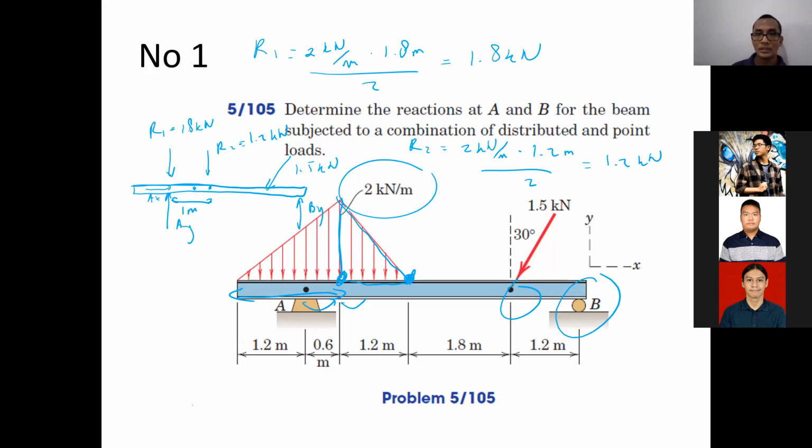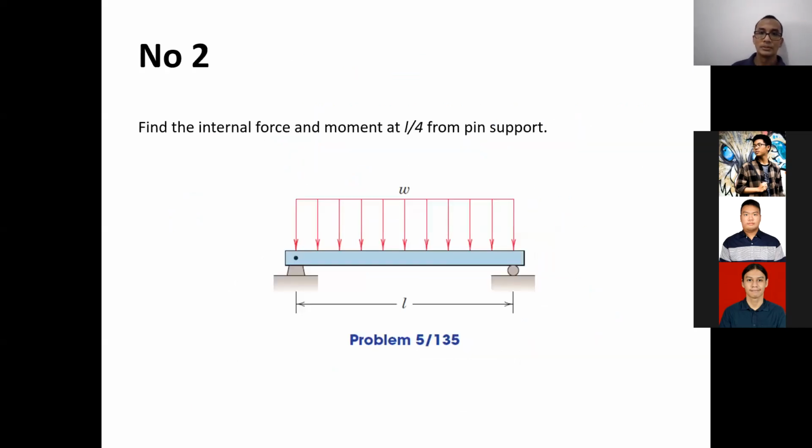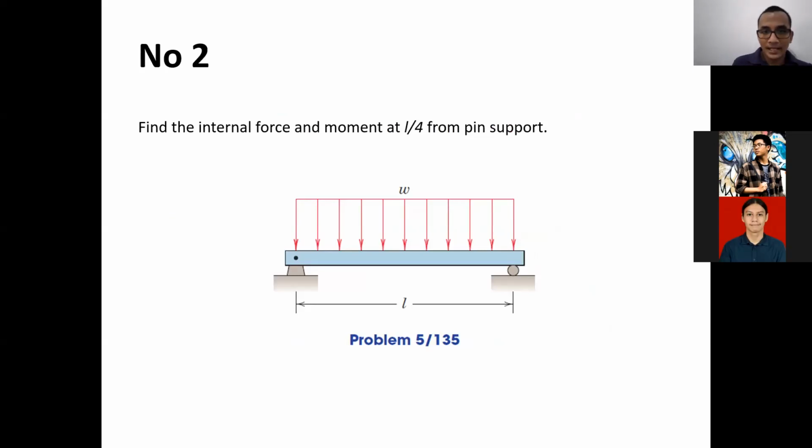Okay, now I will go for number two. Number two is about internal force at one particular point. If the length is L, and the pin support is here, the one in question is the internal force and moment at L/4. L/4 is roughly here, I believe, right? So this one is L/4. Okay, how to do that?